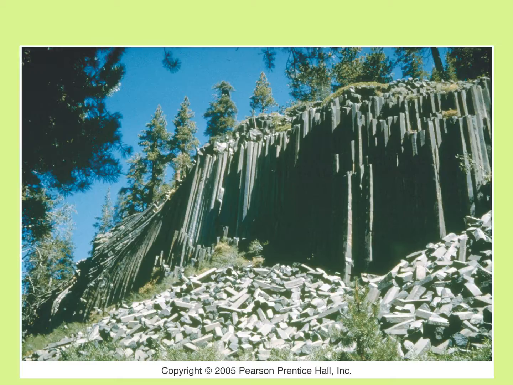Here is Devil's Postpile from Southern California, an example of columnar basalt. This material cooled relatively quickly, but slow enough that it provided an opportunity for these cooling joints to form. It's classically columnar joints that form in basalt, and these are found in a number of places across the globe. One of the best examples in the United States is in Southern California at this location called Devils Postpile National Monument, I believe.